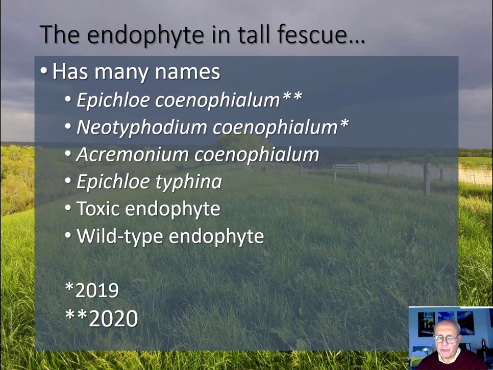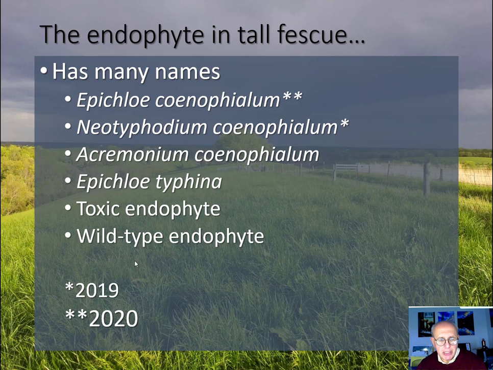The endophyte of tall fescue has many names. When I started in about 1986, we called it Epichloe typhina. Later, Acremonium coenophialum. After that, Neotyphodium coenophialum. And now, Epichloe coenophiala. In fact, we were using Neotyphodium last year, 2019. In 2020, Epichloe coenophiala. Obviously, if you're reading about this, you may find any one of these names used.